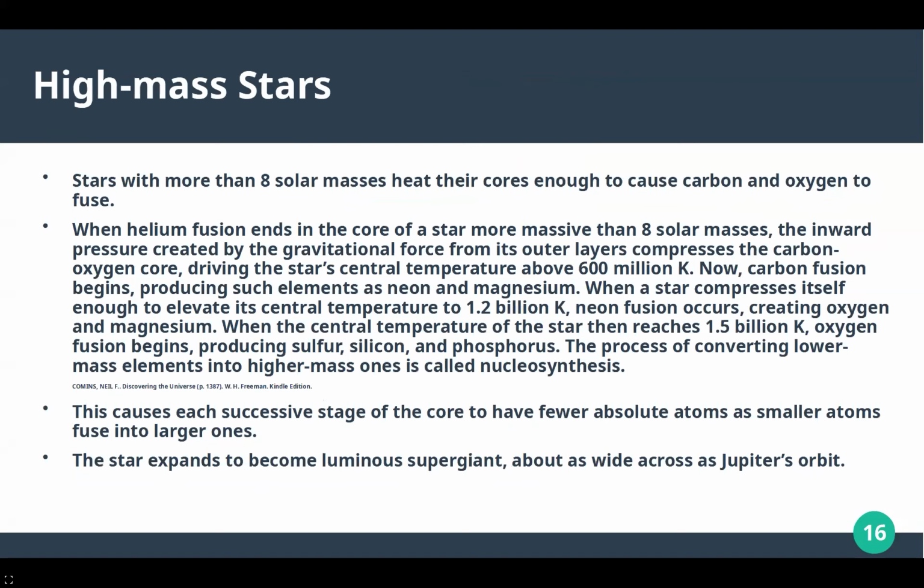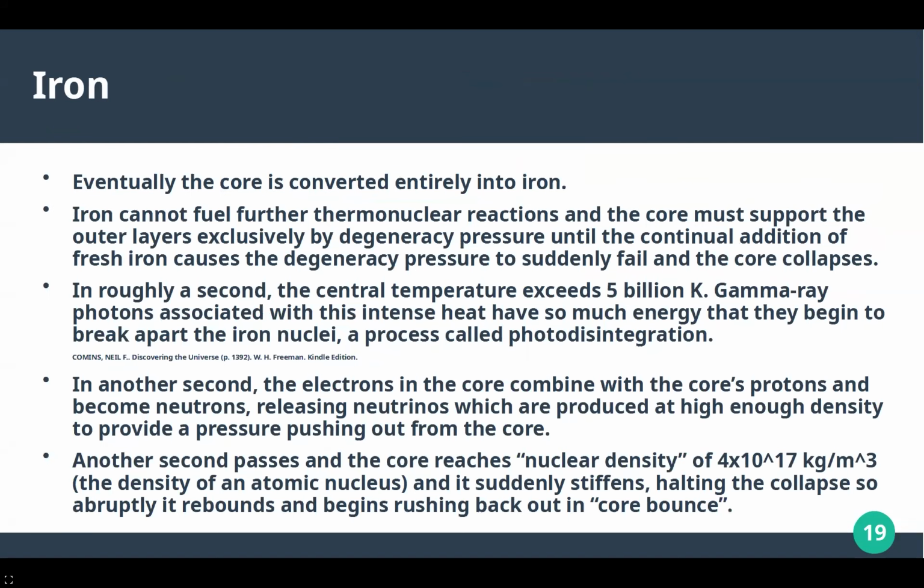This causes each successive stage of the core to have fewer absolute atoms as smaller atoms fuse into larger ones. The star expands to become a luminous supergiant about as wide across as Jupiter's orbit. Eventually, the core is converted entirely into iron. Iron cannot fuel further thermonuclear reactions, and the core must support the outer layers exclusively by degeneracy pressure until the continual addition of fresh iron causes the degeneracy pressure to suddenly fail and the core collapses.